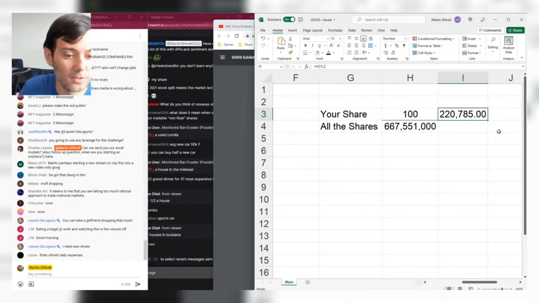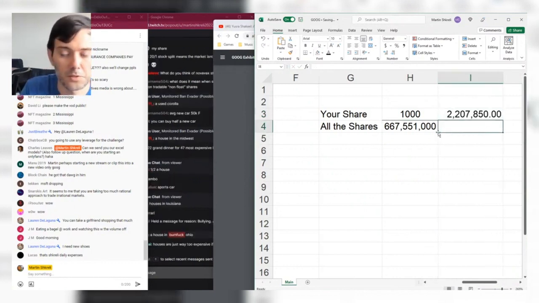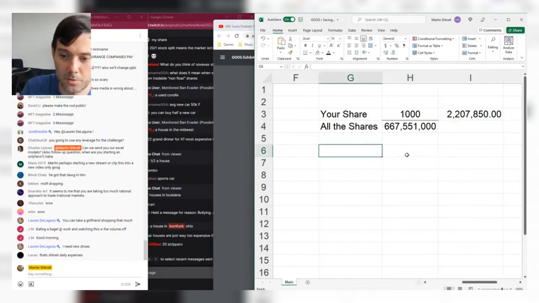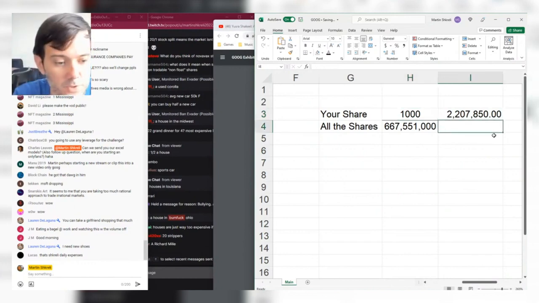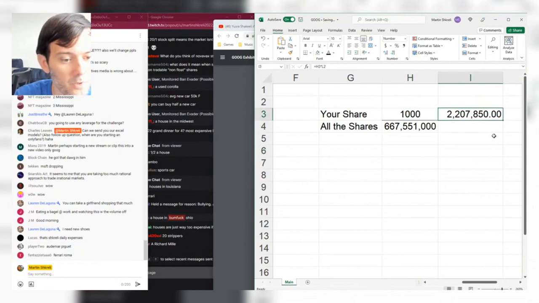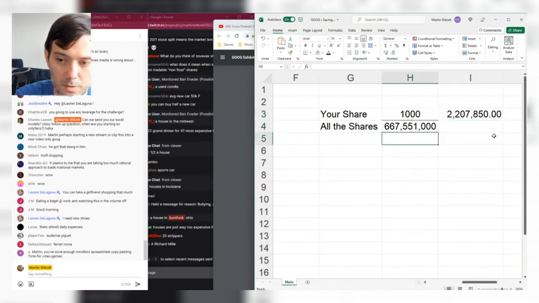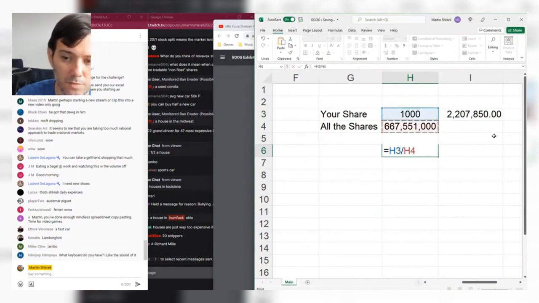Who knows? All right, how about 1,000 shares? $2 million. Now that's a half decent apartment in New York. But what percentage of Google would you own? You can buy 1,000 shares of Google for $2.2 million, or you can buy a new apartment in New York City. But what percentage of Google would you own? You can actually calculate this: 1,000 divided by 667 million.